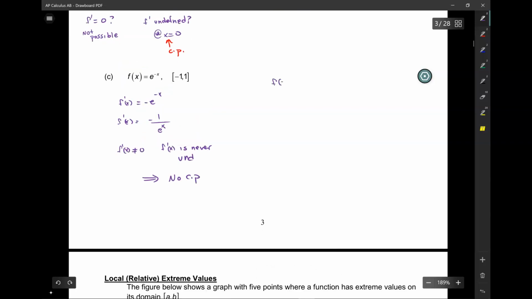So now we're going to do f of negative 1 and f of 1. f of negative 1 is e to the negative negative 1, which is e. f of 1 is e to the negative 1, which is 1 over e. So absolute max, absolute min.